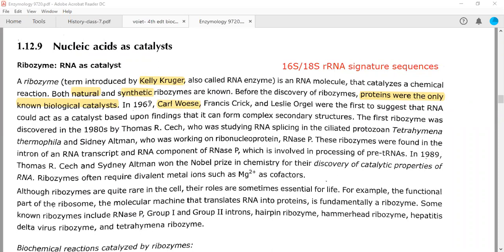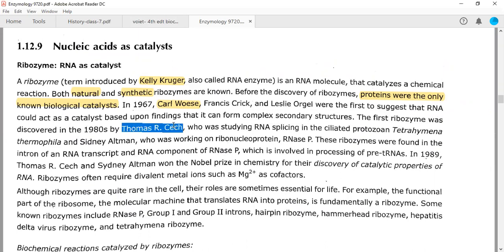Along with Carl Woese, in 1967, Francis Crick, of the DNA model that all of you know, and one more scientist, Orgel, suggested that RNA could act like a catalyst and catalyze chemical reactions, based on the finding that it can form complex secondary structures. They suggested it could catalyze some reactions. There was no scientific proof at that time, but later, in the 1980s, two scientists discovered it.